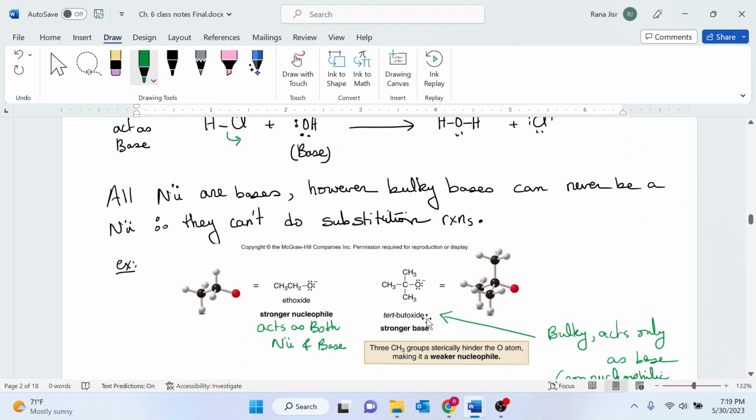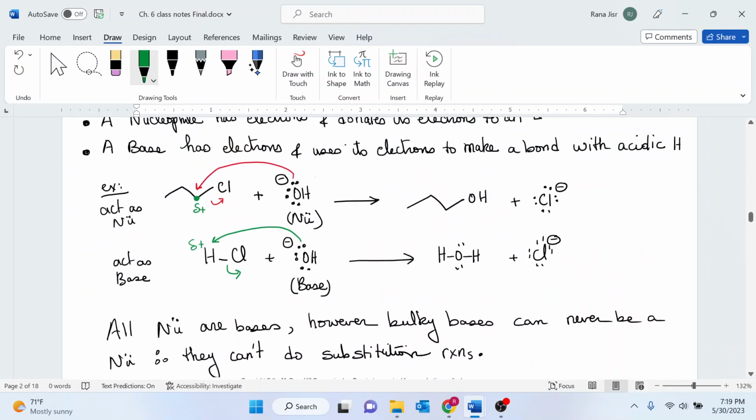So all nucleophiles are bases, but bulky bases, we cannot consider those as nucleophiles. So whenever you're working with bulky bases, then you will not have a substitution reaction. There is no way for a bulky base to act as a nucleophile. Bulky bases are just bases, and the role is only one thing, to take the acidic hydrogen.